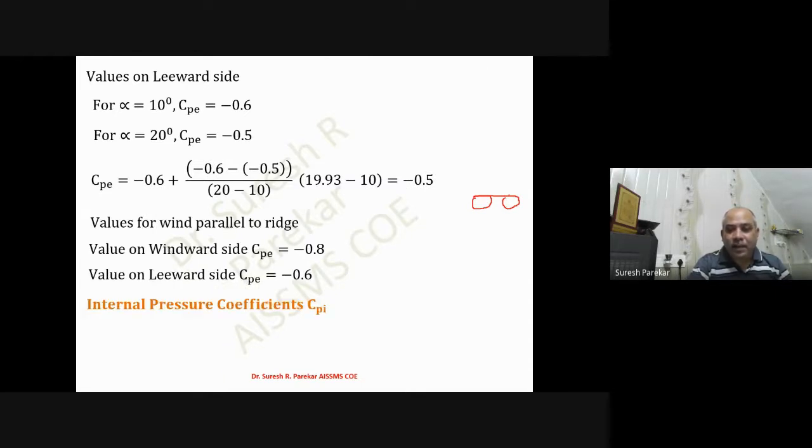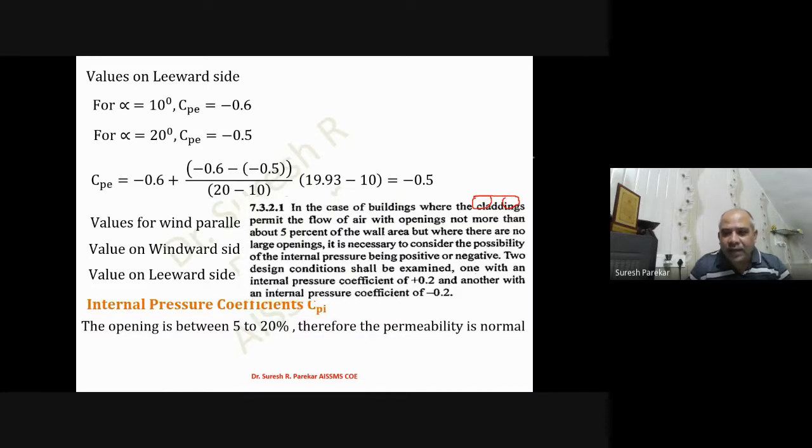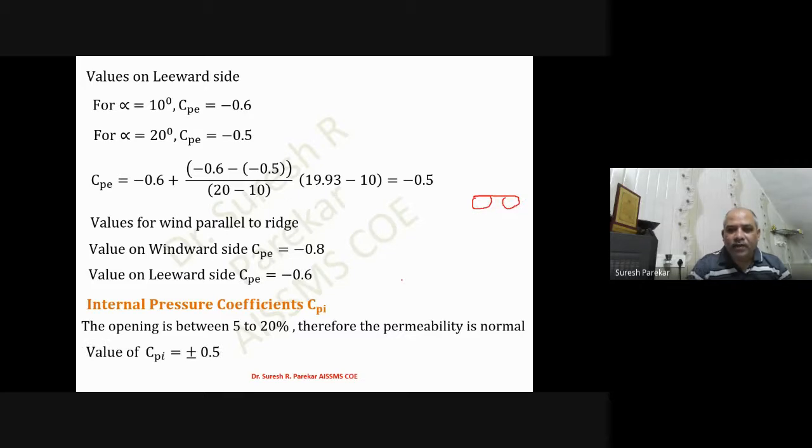Then we have internal pressure coefficient. So we have value for 15 degrees, that is between 5 to 20 degrees. So this is actually for 5%. If we go for 15 degrees, that is 5 to 20 degree, then we have this as normal permeability. And for this one, this value is plus minus 0.5.